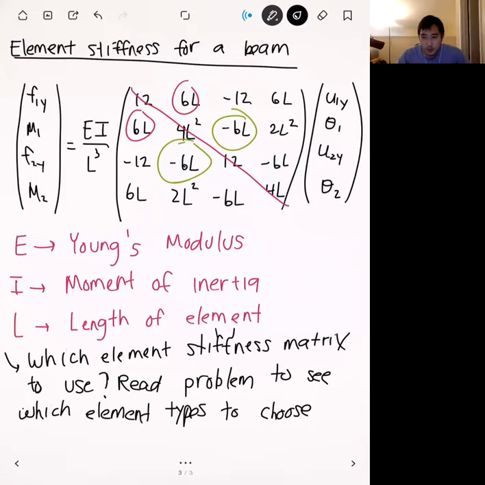And almost always, it's going to tell you probably in the very first sentence of the problem. So the very first sentence of the problem will usually be, consider this assembly of truss elements, or let's consider this assembly of beam elements, okay?